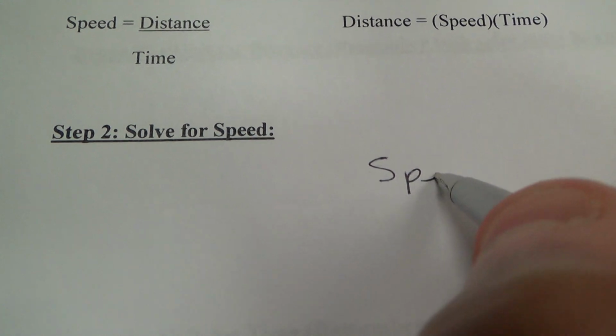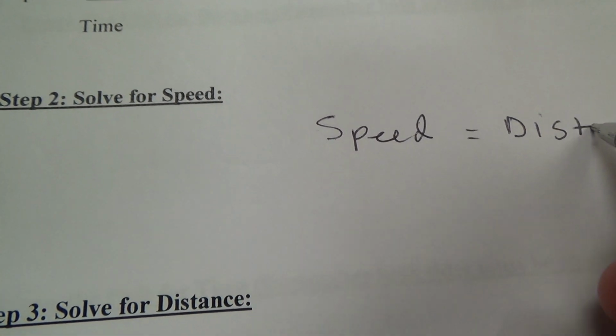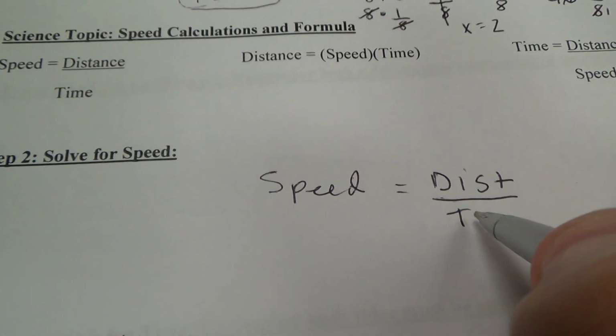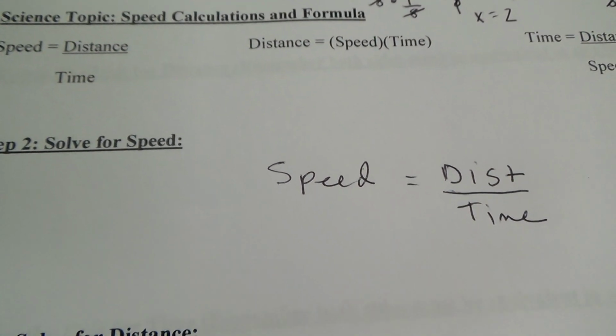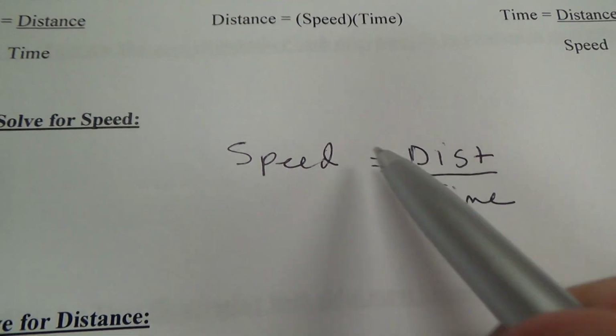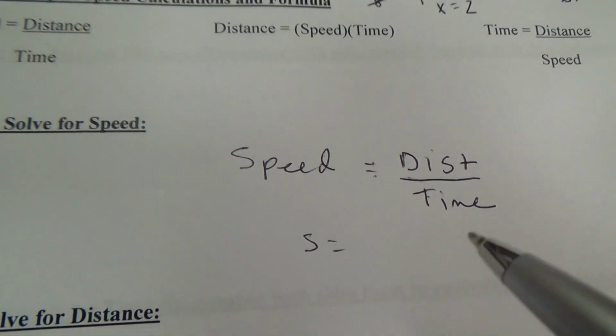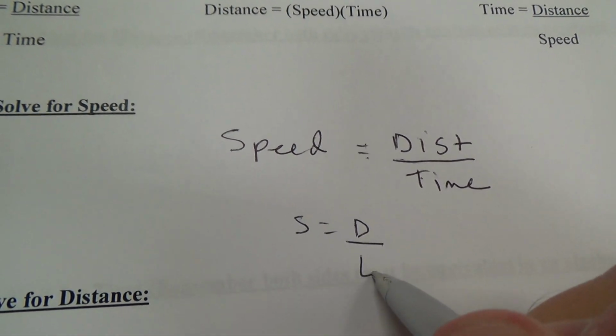Speed equals distance over time. Okay? And that's all we want. Speed is distance over time. I don't need to do anything. I don't have to move everything around. Same as S equals D over T.